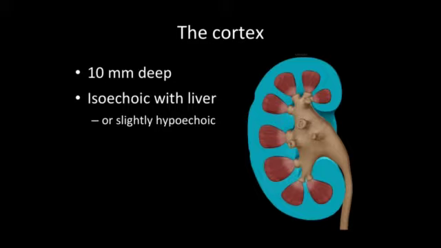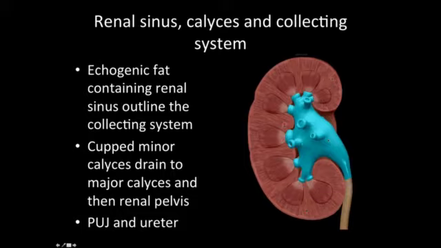And next we've got the renal sinus with the calyces and collecting system. Now the renal sinus is what we usually see on ultrasound, and it's echogenic. It's bright, and it's this bit. It's a brighter white bit, and it's the fat that makes it stand out on ultrasound. And it surrounds the collecting system. And so while the medullary pyramids drain into the collecting system, it is usually collapsed because it drains freely and is surrounded by the echogenic fat. These, as I said, these cupped minor calyces drain into the major calyces here, then into the renal pelvis and down into the PUJ and ureter.